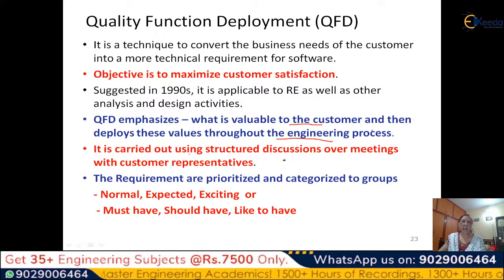It is carried out using structured discussions over meetings with customer representatives, because the customer has to be involved. They have to give the requirements. Finally, after we have done this valuation of the requirements, we have to prioritize and categorize them. The categories are either normal, expected, and exciting, or you can say must have, should have, and like to have.